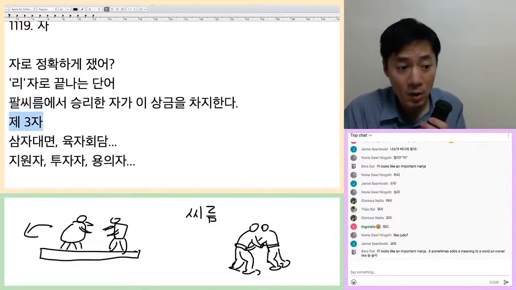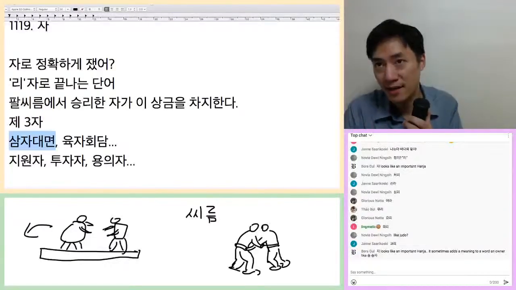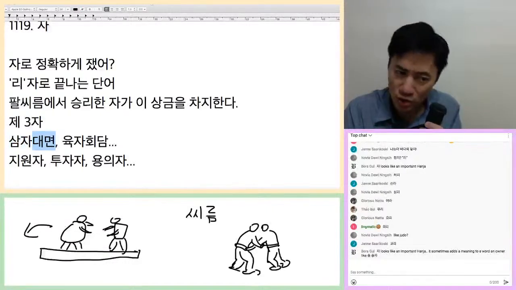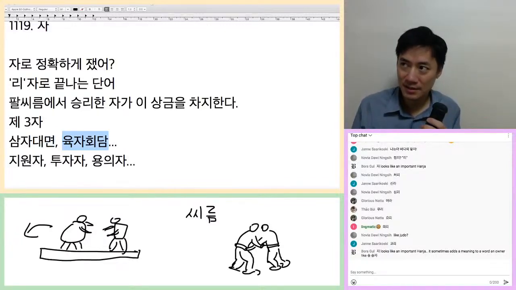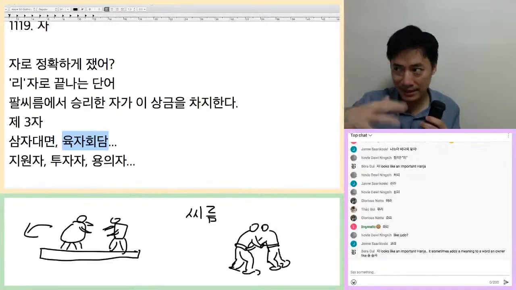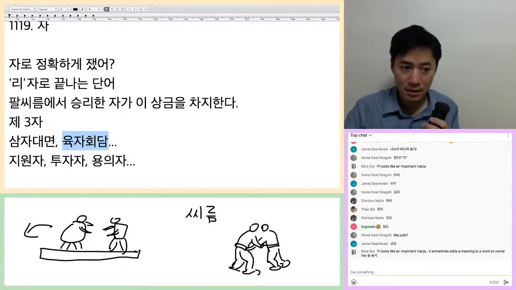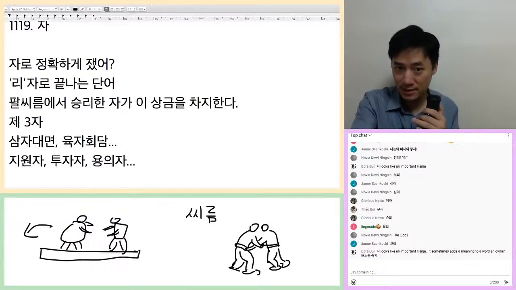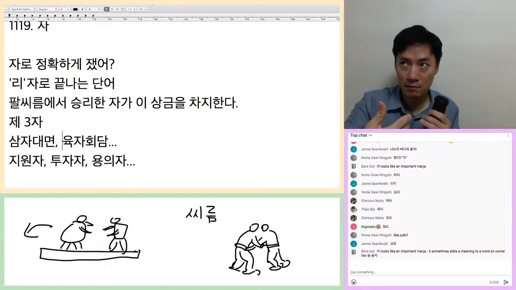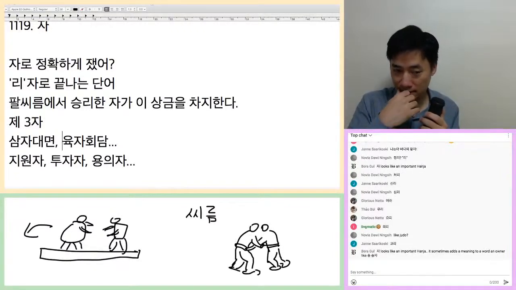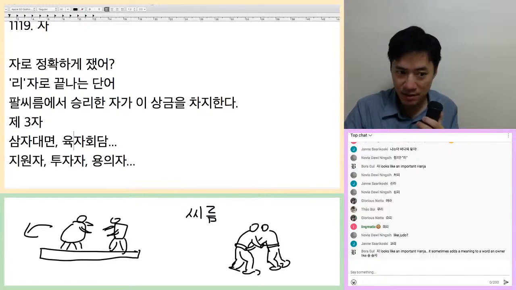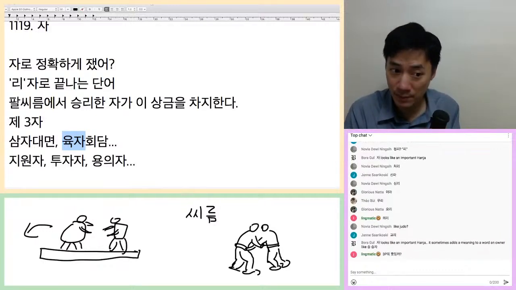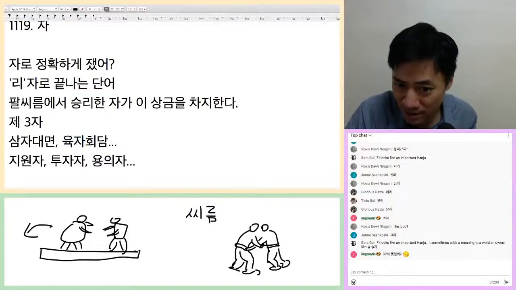Okay, the third party person. And 삼자 대면 is like three party encounter. And 육자 회담 is something about diplomatic things, like international relationships. It's like South Korea, United States, and Japan on one side, and China, Russia, and North Korea on the other side, and usually talks about nuclear weapon testing in North Korea. That is 육자 회담, six party, like get together and discuss something, usually about North Korean nuclear weapons. 자 is like party in Korean.